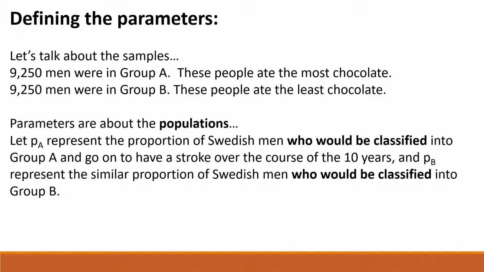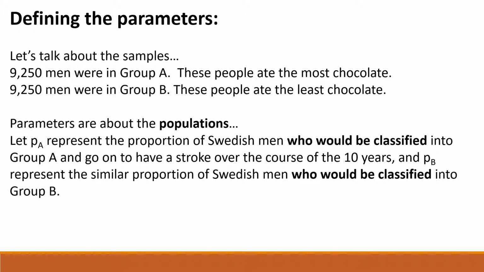Okay, now before we get to the parameters, let's talk about the samples. There were 9,250 men in Group A. These were the people that ate the most chocolate, and then 9,250 men in Group B. These were the people that ate the least chocolate. It then gave some numbers as to the number of people in each group that went on to have strokes. So those are the samples.